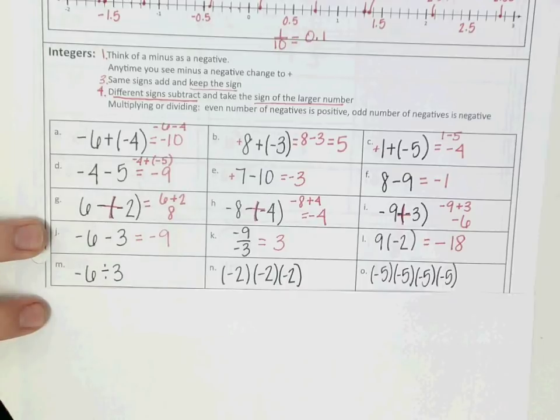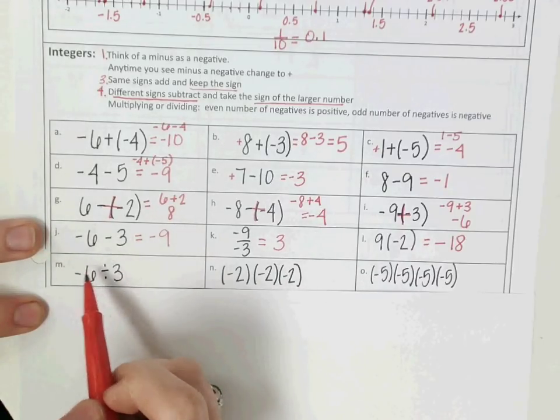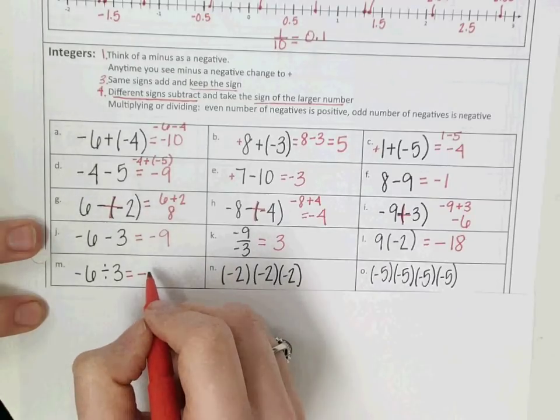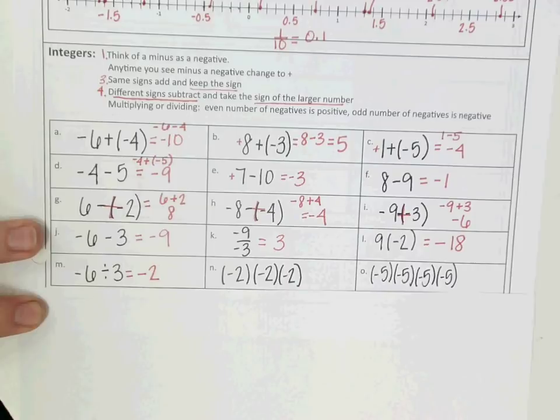And then our last row here, we can also write division this way, but again, we have a negative divided by positive, so that's a negative answer. And then 6 divided by 3 is just 2, so this is going to give me negative 2.